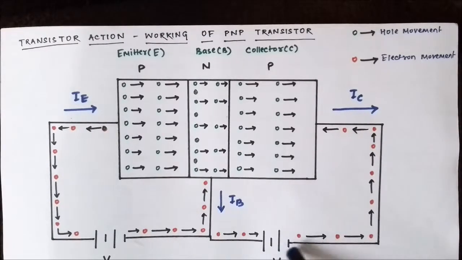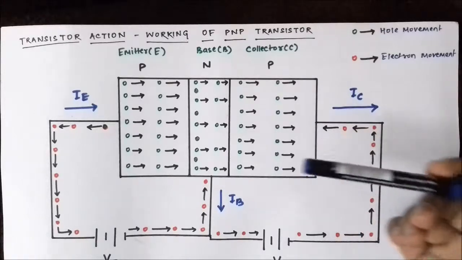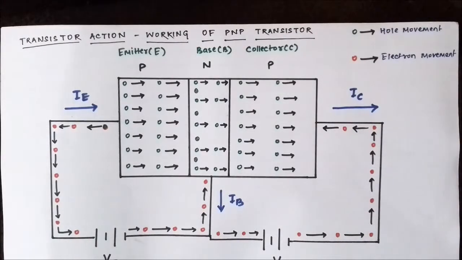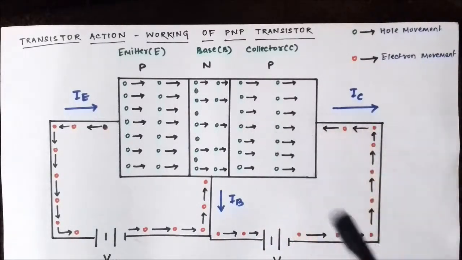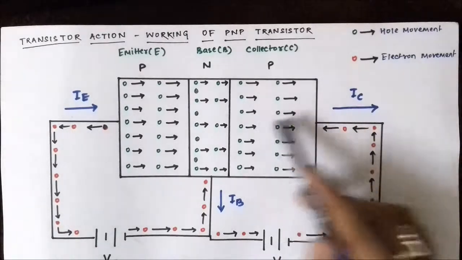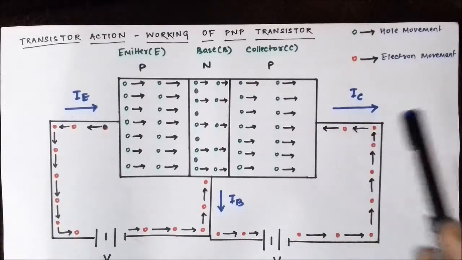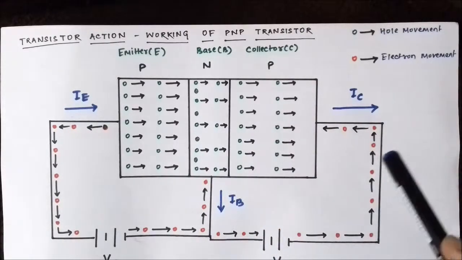The negative end of the supply, which is connected to the p-type collector, attracts more and more holes towards it. Now this movement of holes in this direction produces the collector current in the same direction, as the direction of flow of conventional current is the same as the direction of flow of holes.